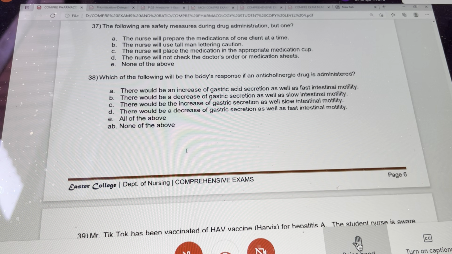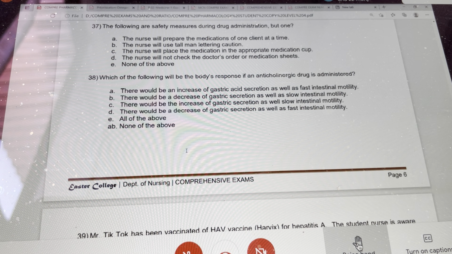Next, number 38. Which of the following will be the body's response if an anticholinergic drug is administered? This keeps coming up with anticholinergic. So what is the best answer?